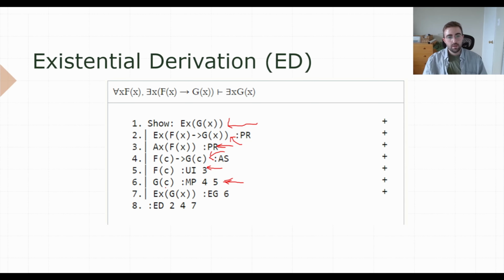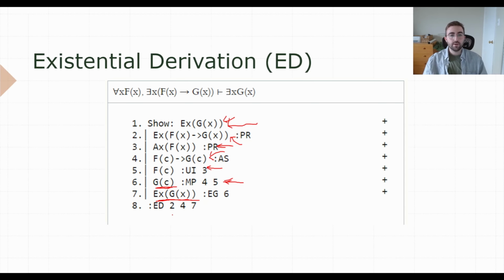Okay. Well, that's great, because then we can apply our existential generalization rule that we learned earlier in this lesson to say, if there's one thing which is g, namely C, then we know there's at least one thing which is g. Great. And that's exactly what we were trying to show. So at that point, we can close our existential derivation.